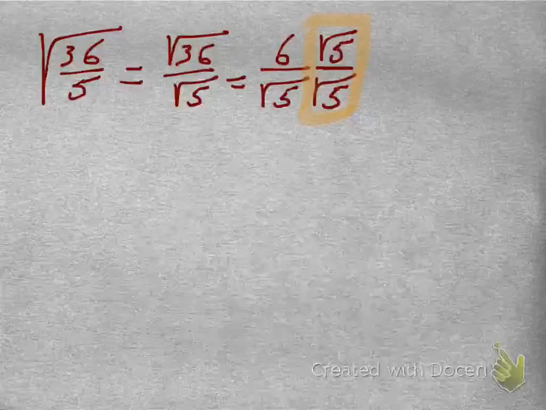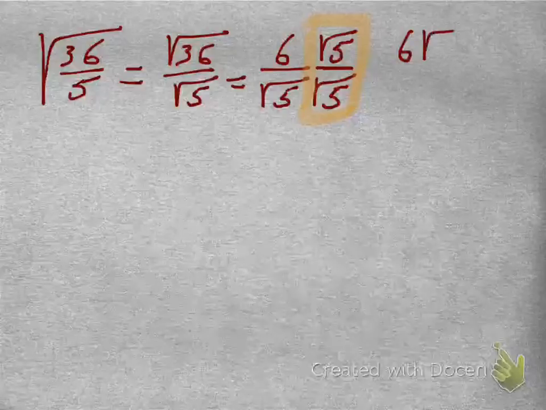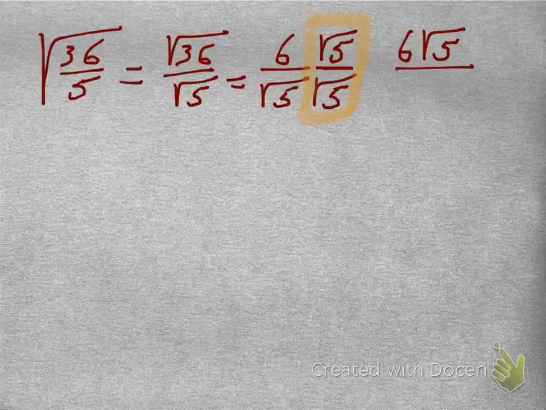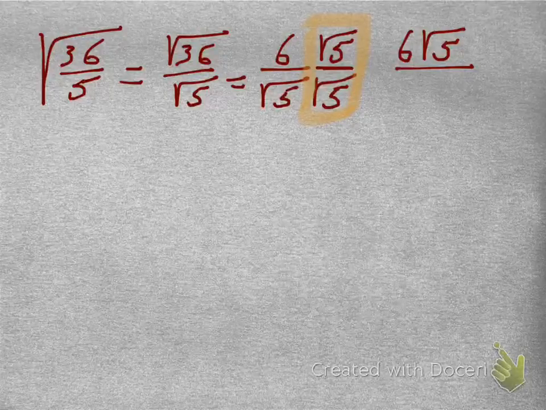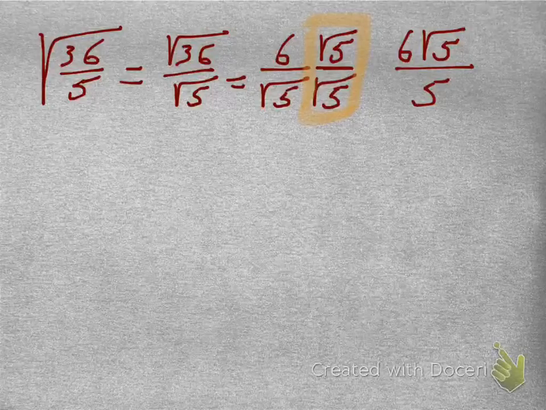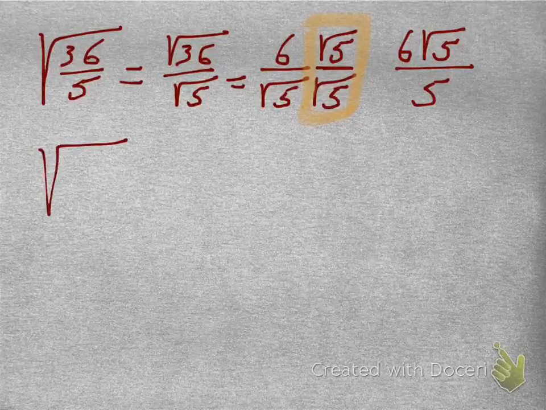So when I multiply the top, 6 times the square root of 5, I can't multiply them together because one's inside and one's outside the radical. But the square root of 5 times itself on the bottom just becomes 5. My answer is 6 square root of 5 over 5. Show you one more like that.